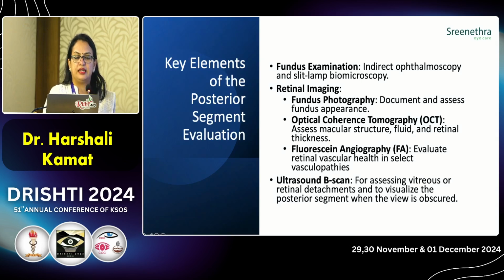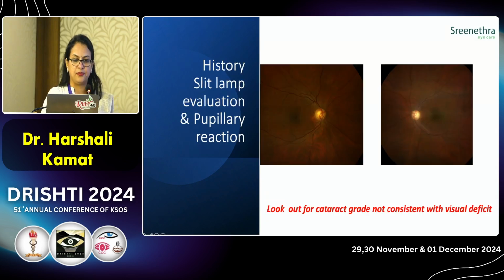So, what are the key elements of posterior segment evaluation? One is a careful fundus examination, including indirect ophthalmoscopy and slit lamp biomicroscopy, utilizing retinal imaging such as fundus photography, optical coherence tomography, FFA in select cases, and ultrasound B scan in mature cataracts.